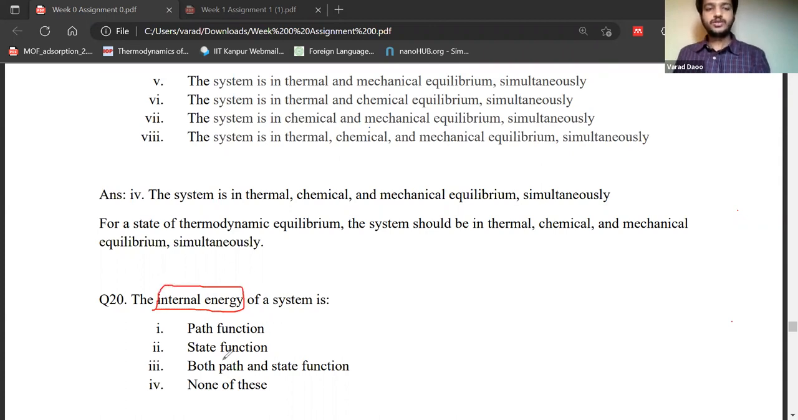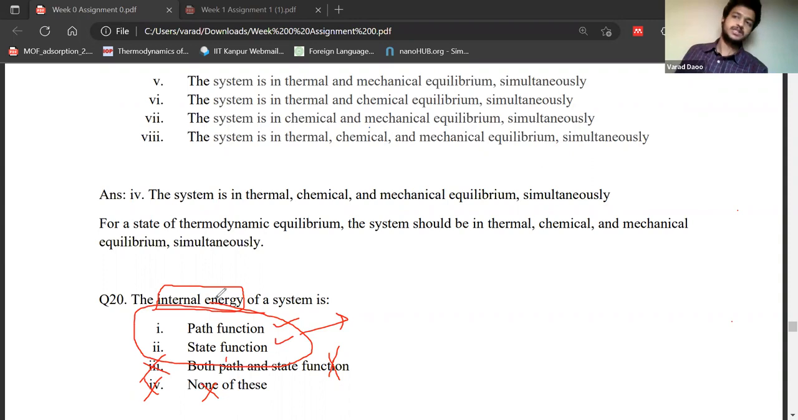So just by looking at the options, we can say that it has to be either a path function or a state function, right? You cannot have this, and you also cannot have this. So option 3 is not possible, option 4 is not possible. Whatever we have is path function and state function. Try to remember, we have already discussed it in this class. What is the definition of path function and what is the definition of state function?